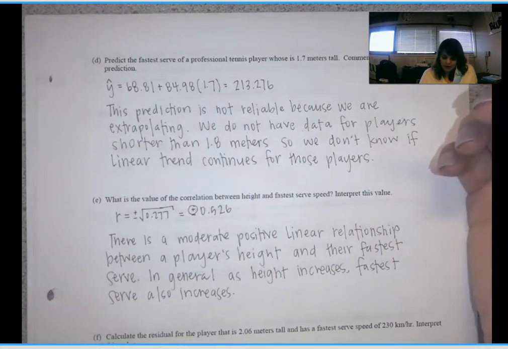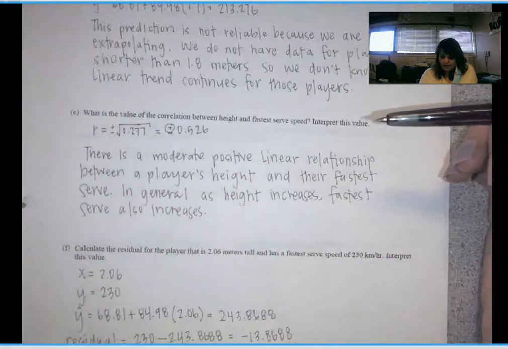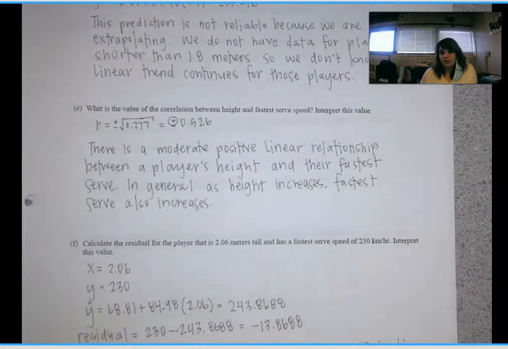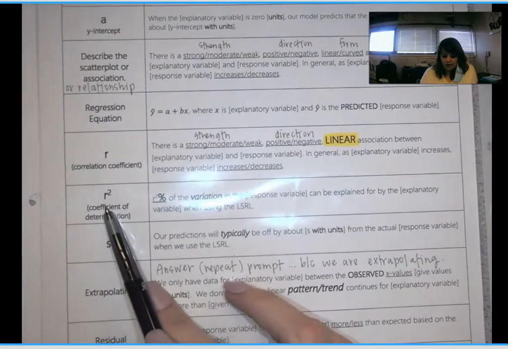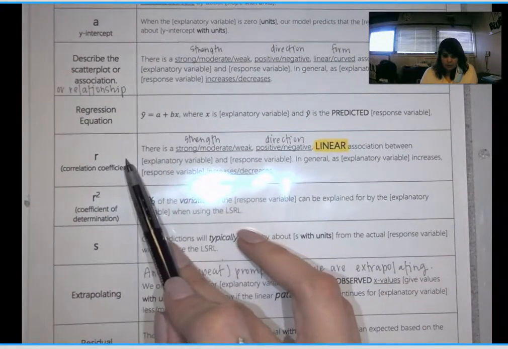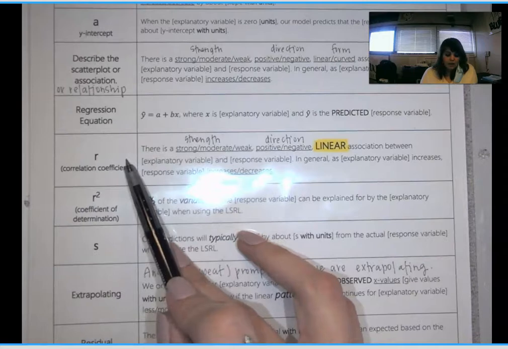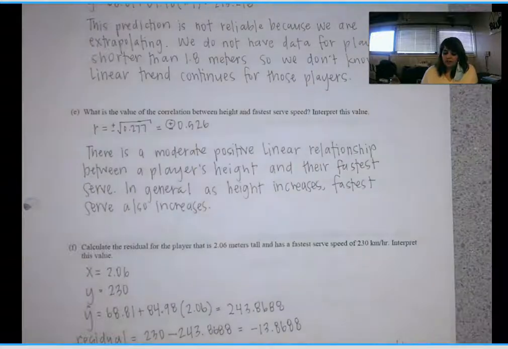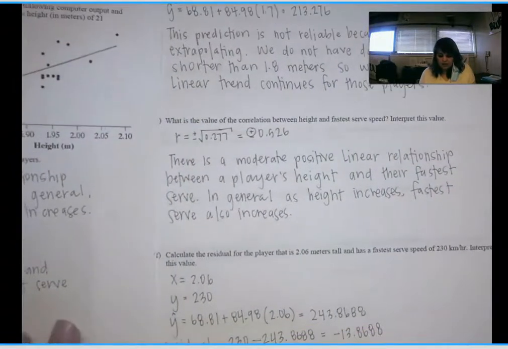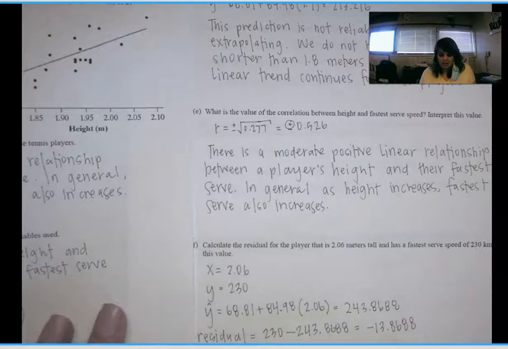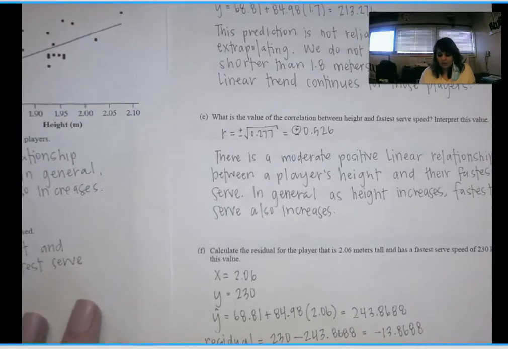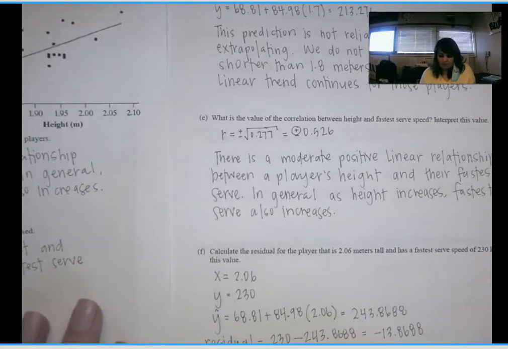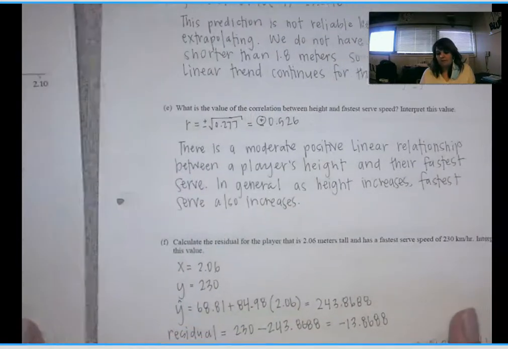E, what is the value of the correlation? And interpret this value. So this is going to seem redundant or repetitive. Now we're on this interpretation, and the only difference between part A and this part is the word linear is given. So my answer for A and my answer for E are exactly the same. And that's okay.